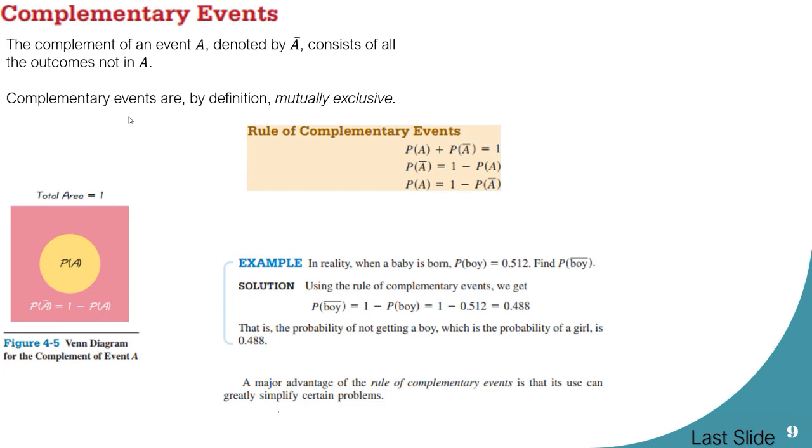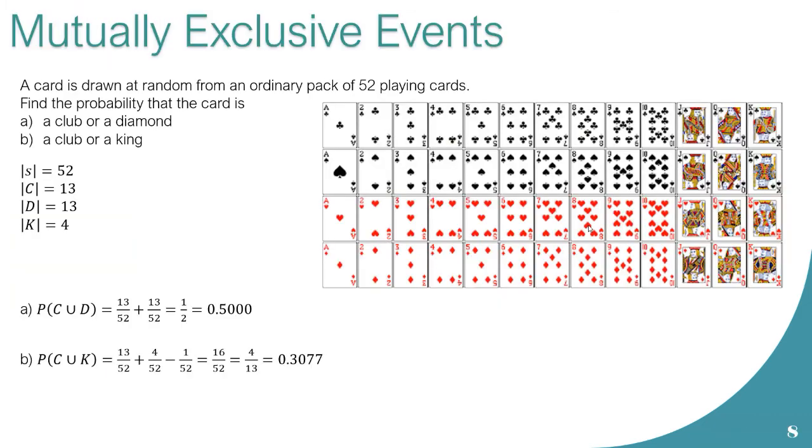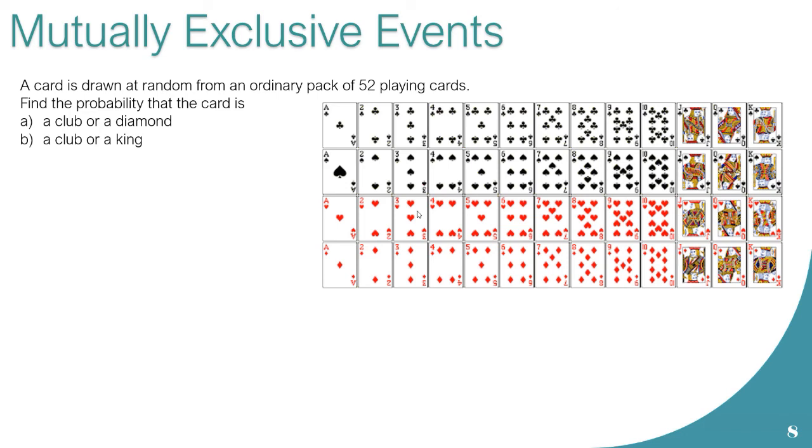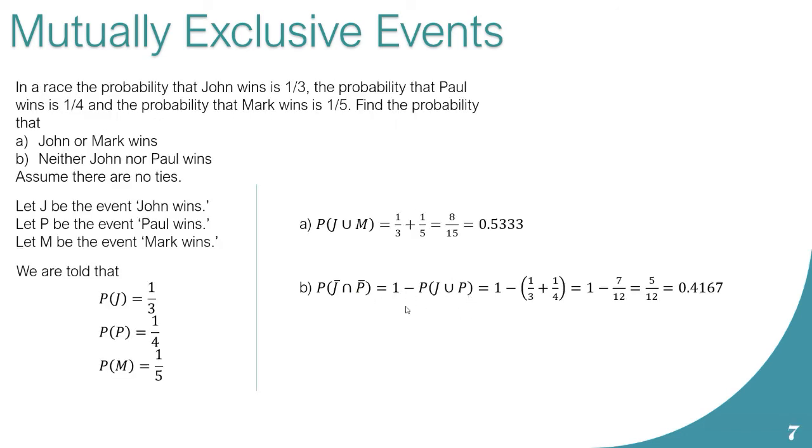Before we end this discussion, let's review complementary events. The complement of an event A, denoted with this notation, consists of all outcomes not in A. Simple as that. Complementary events then are by definition mutually exclusive. And so we have used this in the past to solve various questions. The most notable was this one here. So go over this.